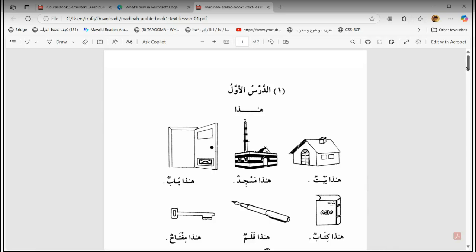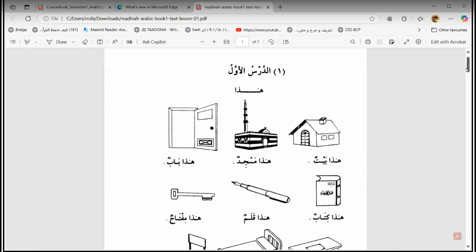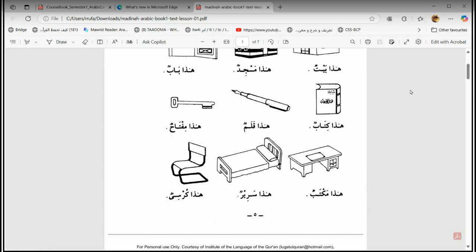Next line we have هذا كتاب. This is a book. Now notice that we have tanween at the end. Kitabun, but generally we don't read it with tanween when we stop. So we say هذا كتاب.